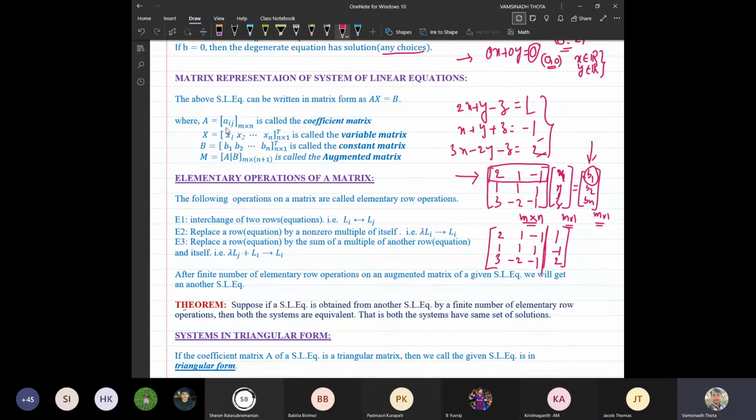So the first part is the coefficient matrix, and the last column is the constant matrix. This is called the augmented matrix. If you look at the augmented matrix, you don't need to do anything about the system. Why? Because each row will give you the complete equation along with the coefficients and the constant terms. First row will give you one equation, second row another equation, third row another equation. So this is what we call the augmented matrix for a system of linear equations.